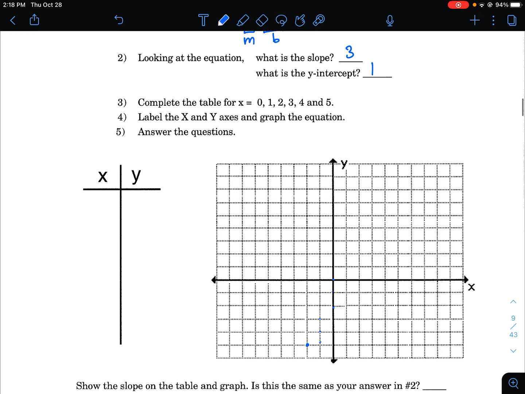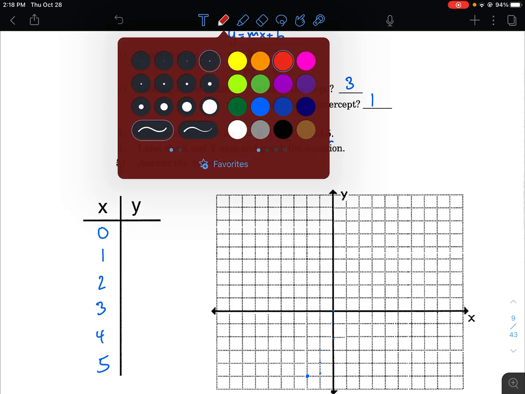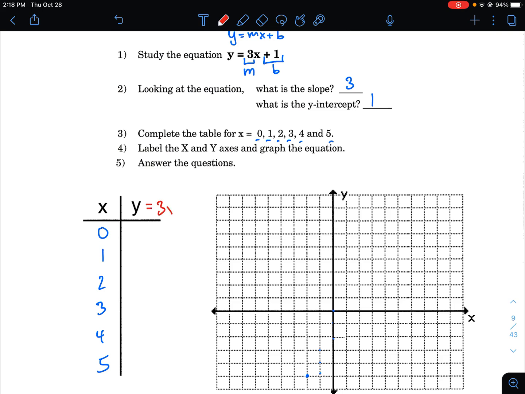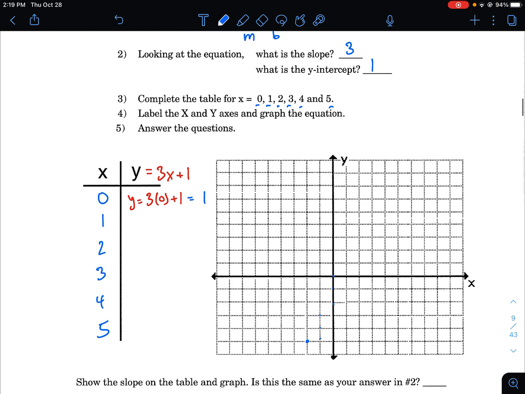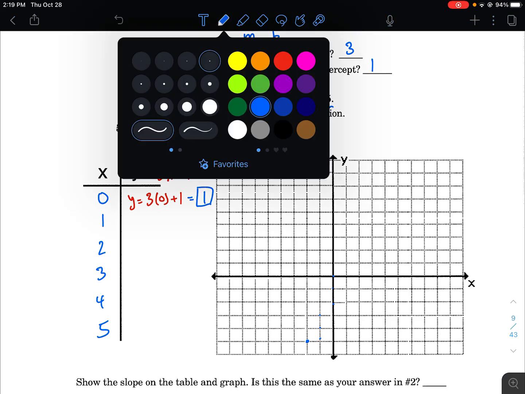All right. They want us to complete the table when x is 0, 1, 2, 3, 4, and 5. Let's write the equation. Our equation is y equals 3x plus 1. And so if y equals 3x plus 1, we are going to replace x with 0. So 3 times 0 plus 1, that's 0 plus 1, which equals 1. Because 3 times 0 is 0. Let's box that.